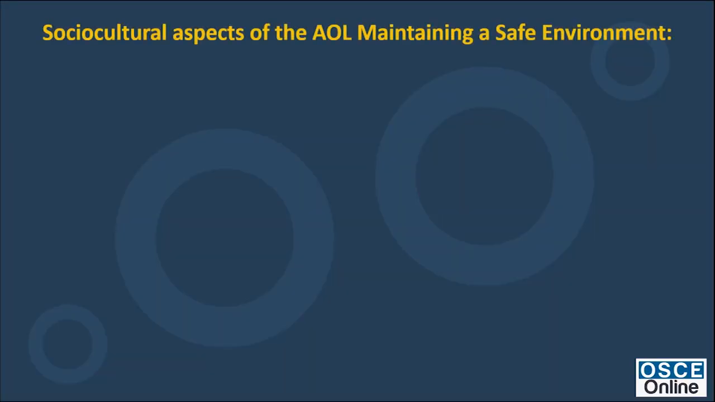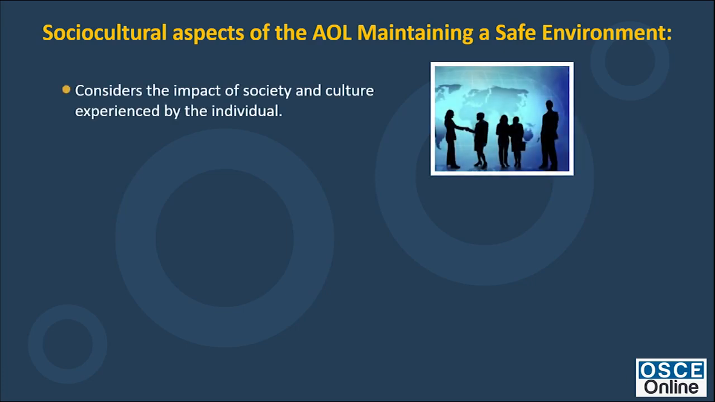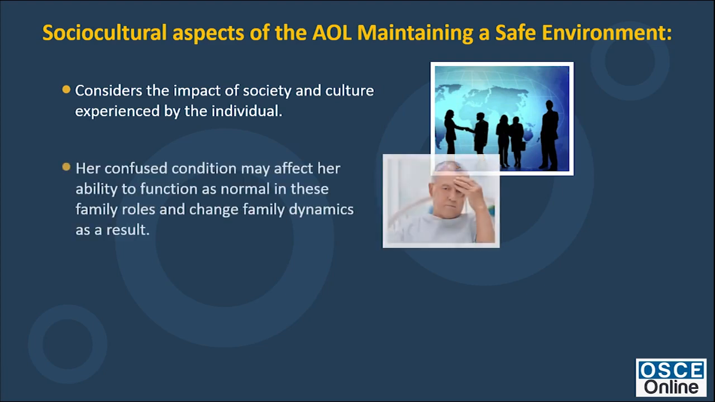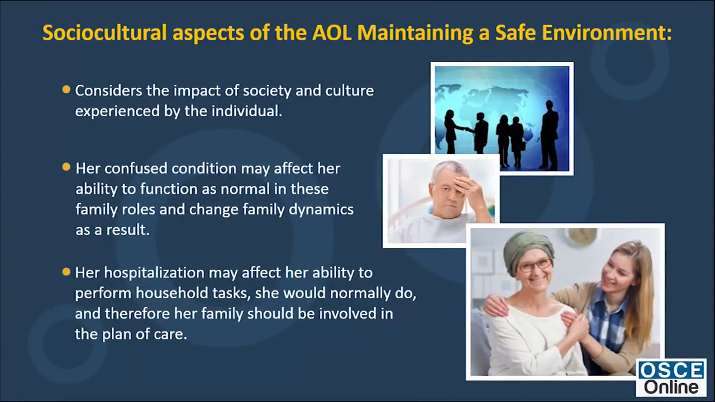Sociocultural aspects of the AOL maintaining a safe environment. This considers the impact of society and culture experienced by the individual. Firstly, it is concerned with viewing Sumira as a whole person who has the responsibilities of being a wife and a grandmother. Her confused condition may affect her ability to function as normal in these family roles and change family dynamics as a result. Her hospitalization may affect her ability to perform household tasks she would normally do, and therefore her family should be involved in the plan of care.